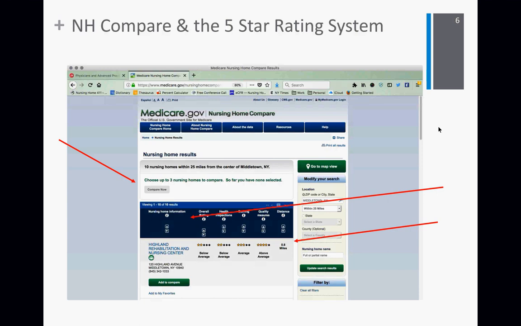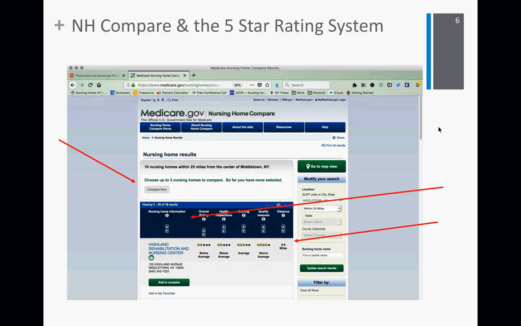And here you see on the left, under the blue line, you can see the information, what you're getting in terms of the 5-star rating system. So the 5-star rating system is broken up into several different components. We have the overall rating, which is the second column after the name. So here we have on the left-hand side, Highland Rehabilitation and Nursing Center was the first nursing home that came up of these 10 nursing homes within 25 miles. You can't see it all, but just to give you a sense. And then it gives you the overall rating, 2 stars, the health inspection rating, which is also 2 stars, the staffing rating, which is 3 stars, and the quality measure rating for this nursing home, which is 4 stars.